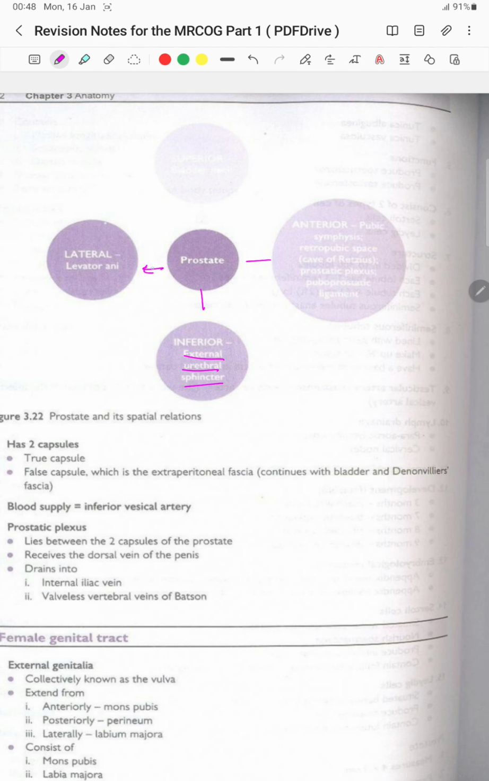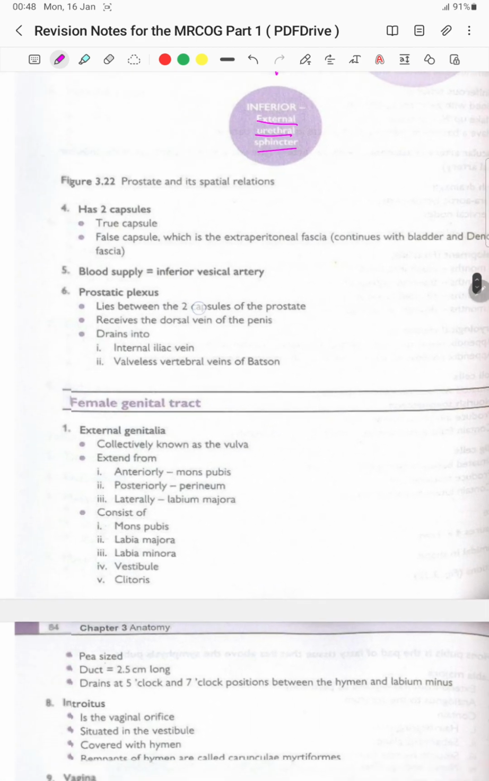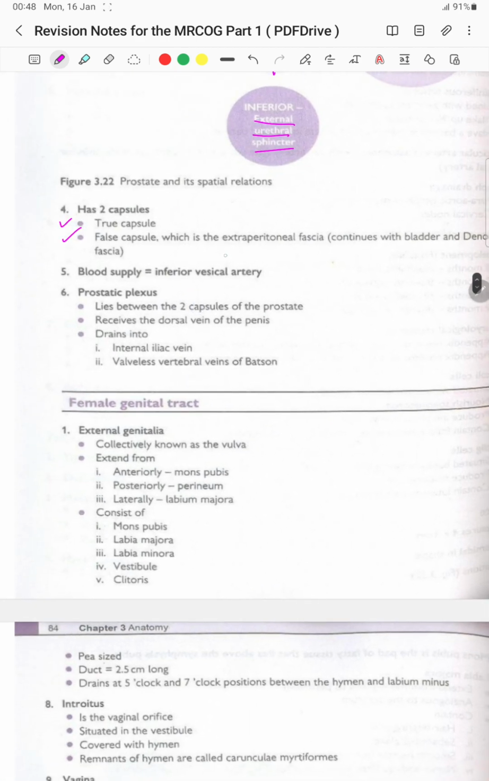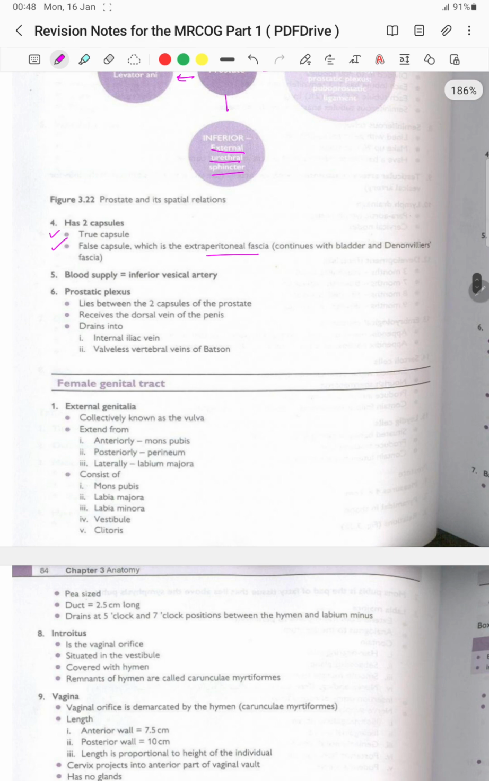On the lateral side there is the levator ani, and it has two capsules, the true capsule and the false capsule. The false capsule, which is the extraperitoneal fascia, is continuous with the bladder and the Denonvilliers' fascia.